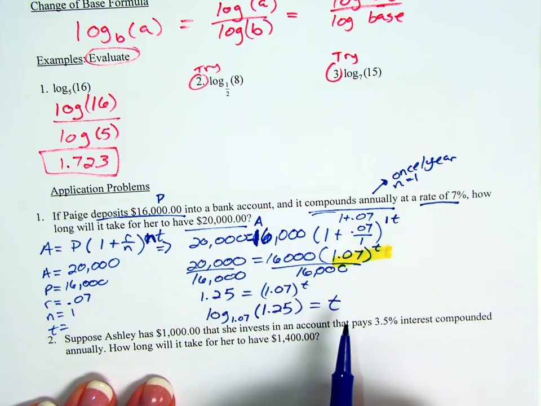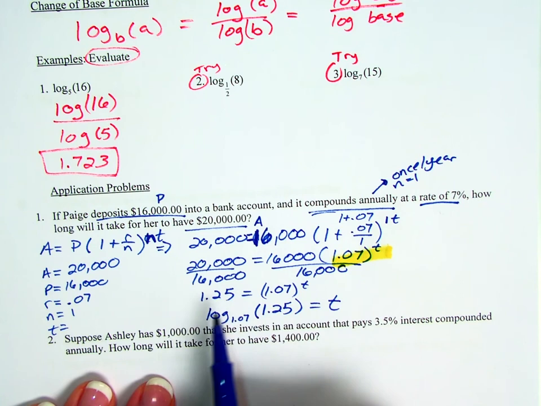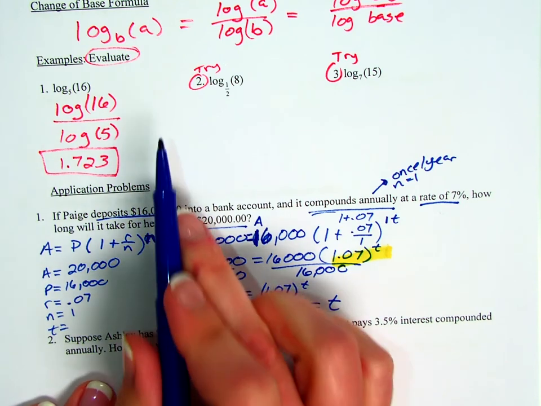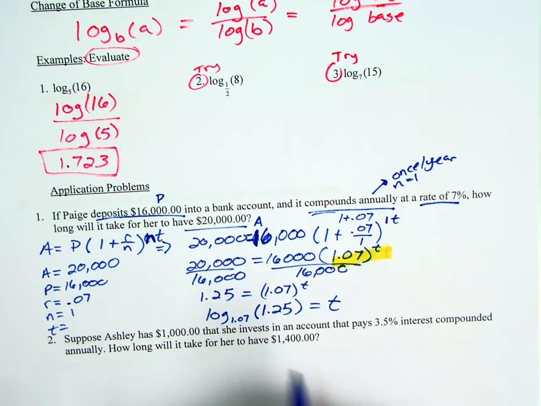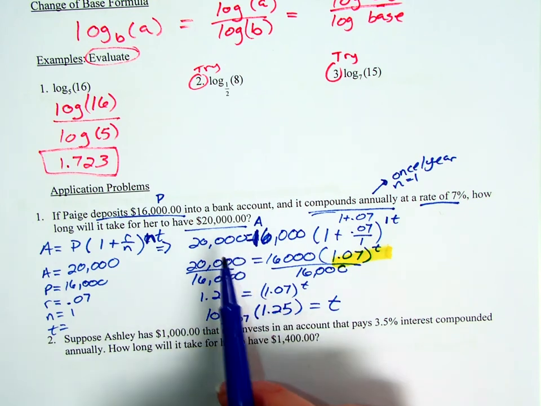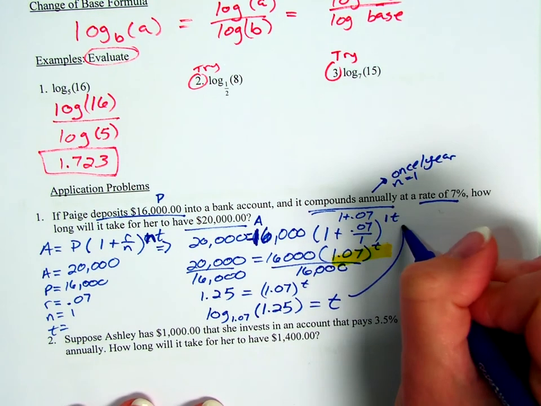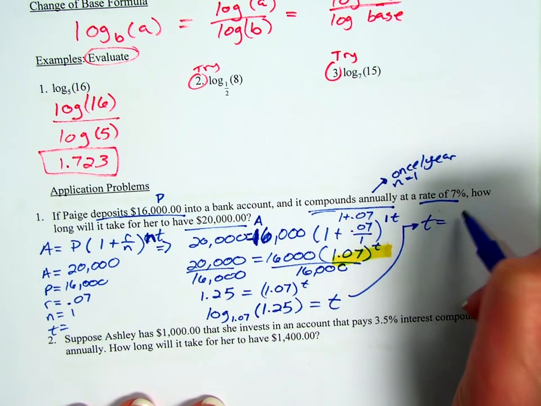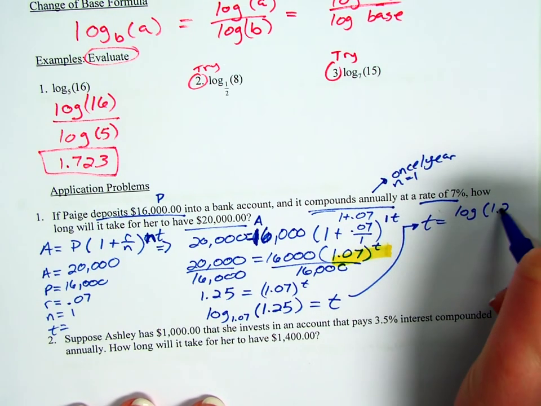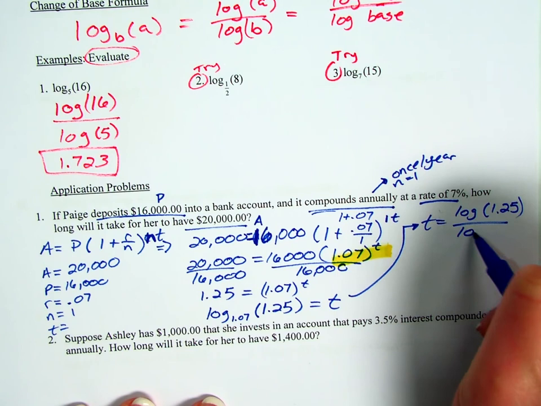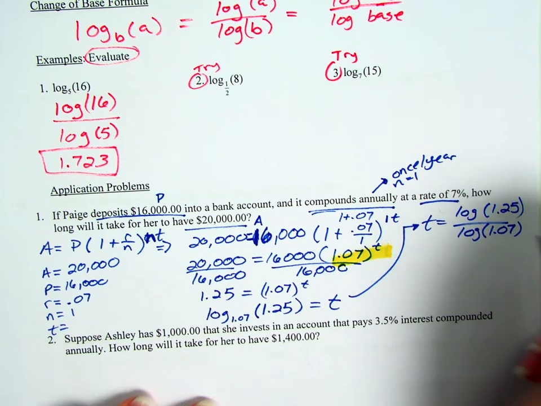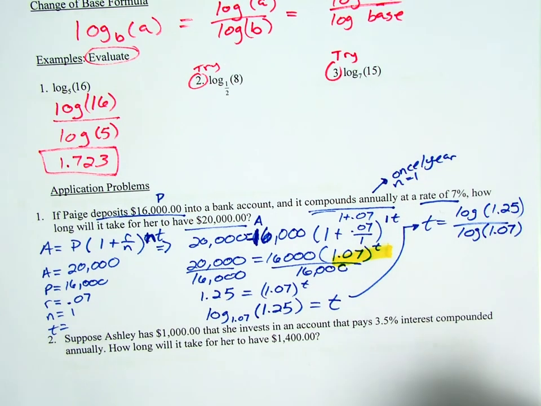So now my T is alone, but because we now know how to do the change of base, we can get an actual number for this, and we need to get a number for the application because it doesn't make sense to say Paige will have $20,000 in log base 1.07 of 1.25 years. That wouldn't make any sense. So we definitely have to type this in. T equals log of 1.25 divided by log of 1.07. So you can get out your calculator and type that in.